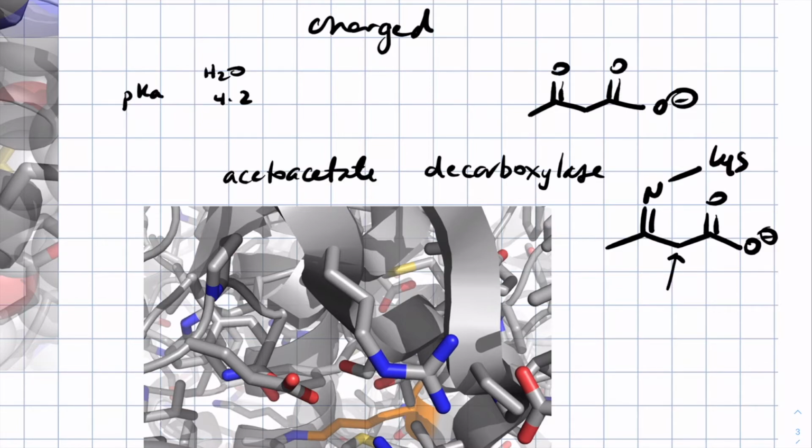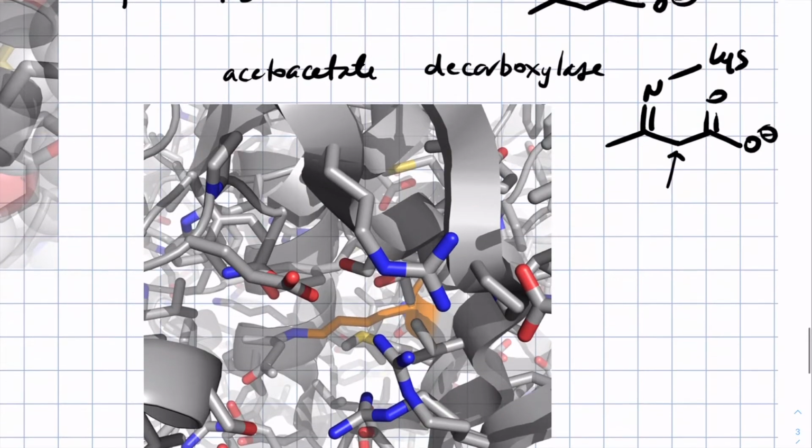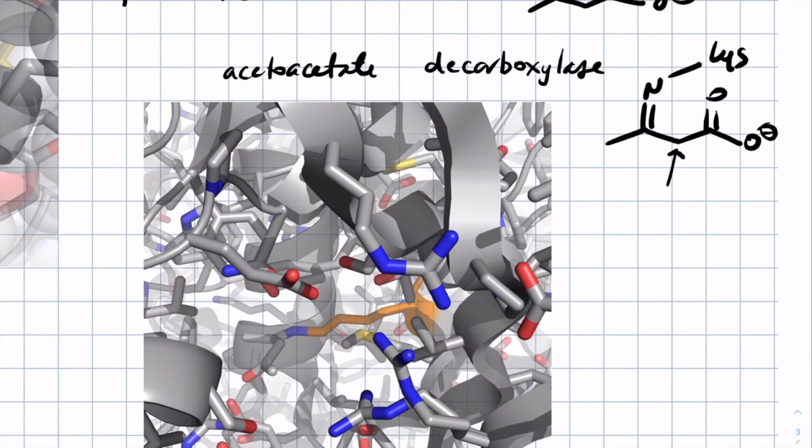Forming that imine requires the nitrogen of the lysine to be in its neutral form, not its positively charged form. So whereas the pKa of lysine in water is usually around 10, here in the active site, the pKa is 5.9. So at physiological pH, this lysine is neutral, and that enables it to do the chemistry it needs to do.